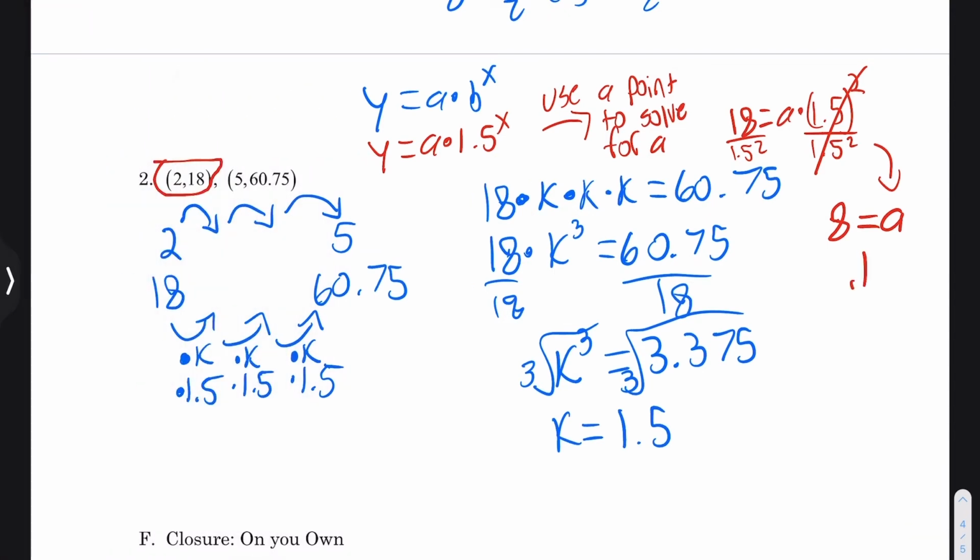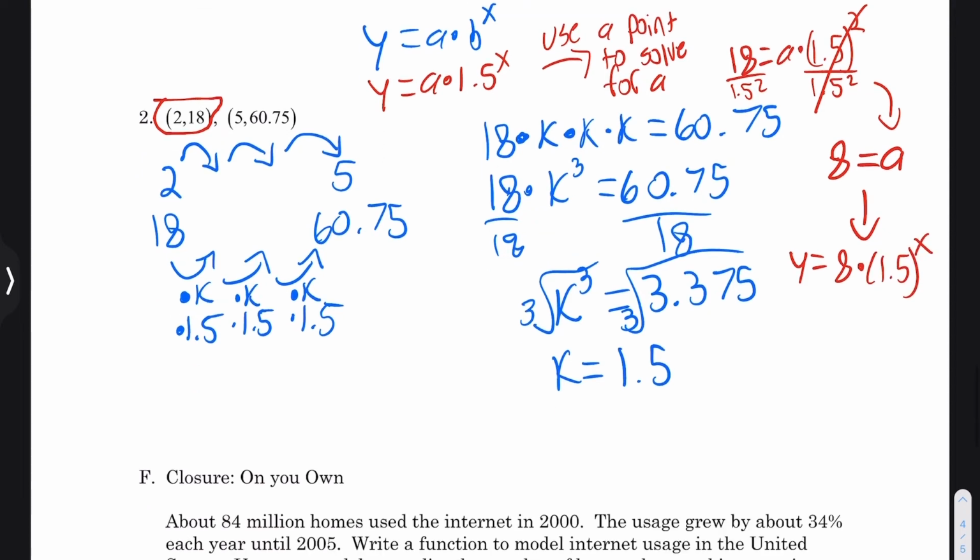If a is 8, then that means y equals 8 times 1.5 to the power of x, and then we'll check it with the second point. 60.75 equals 8 times 1.5 to the power of 5. And then we'll put this right side into Desmos. And if the number on the right side turns out to equal 60.75, then we have the right answer.